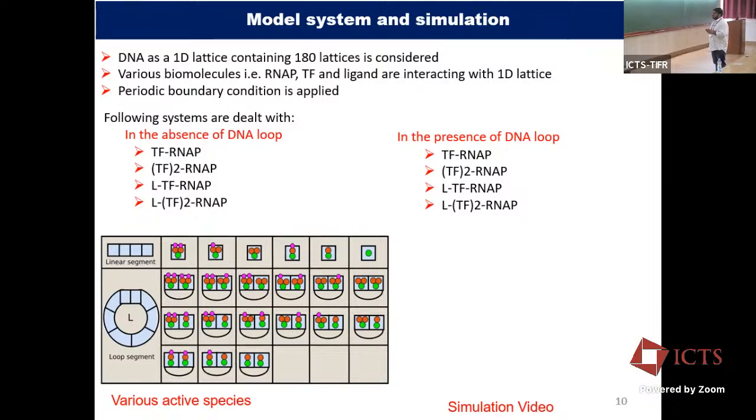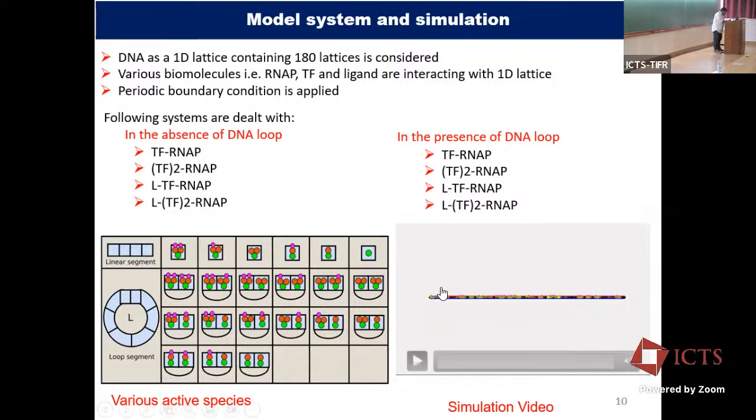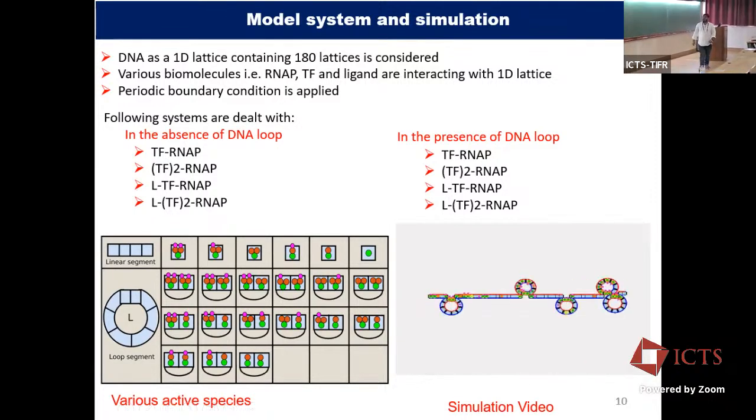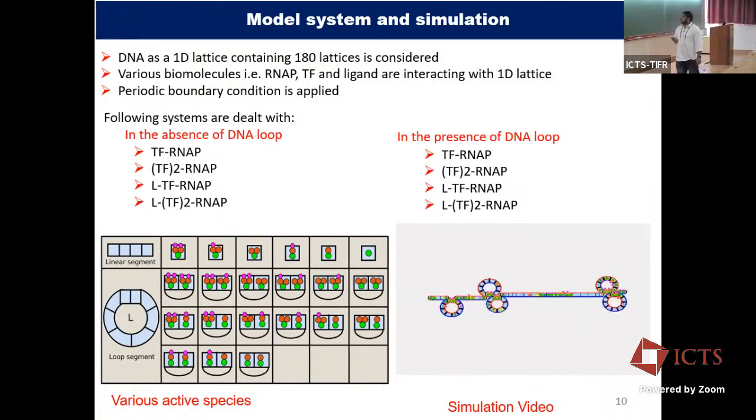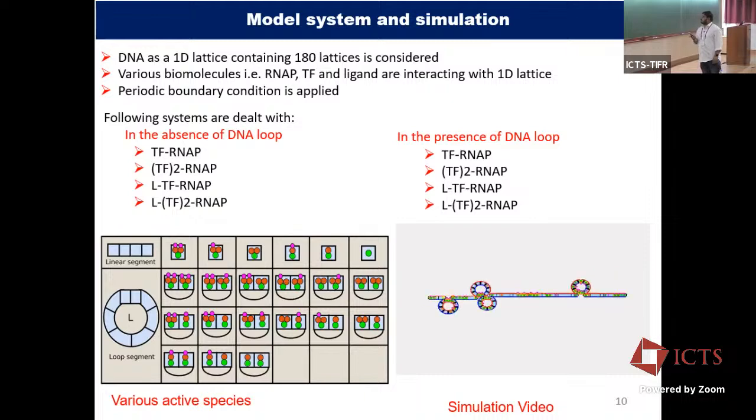So this is on the linear segment. A linear segment means those which are not part of the loop. And these are the various loop-assisted species which are forming. So now I will show you the video. This is the simulation video, which shows how these various species come and go and are responsible for forming DNA loops. All of this we figured out using MATLAB code.